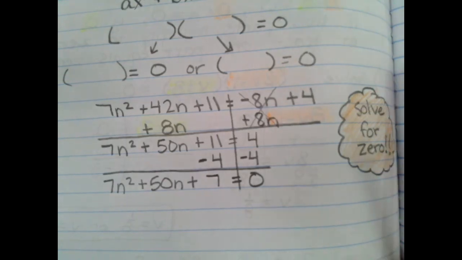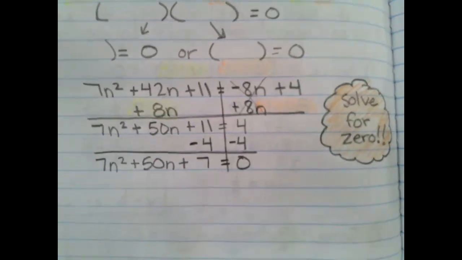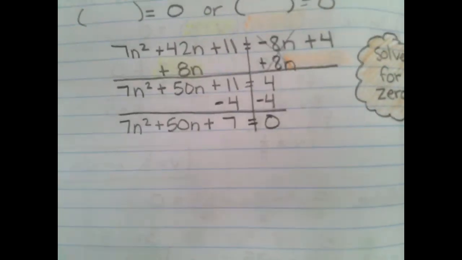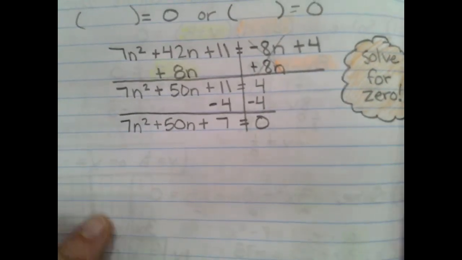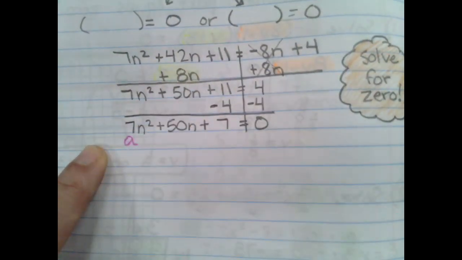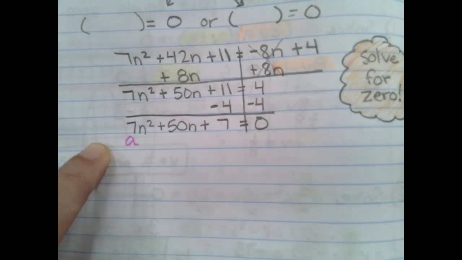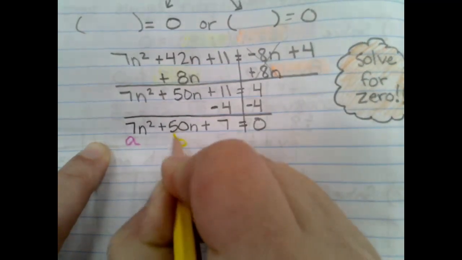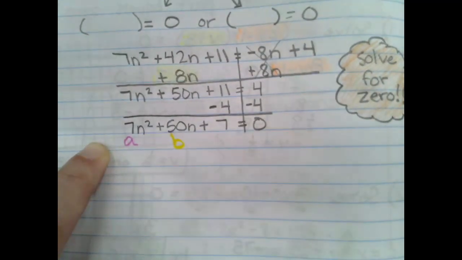All right, so as I factor it, what do I need to identify? What are our key parts? A, B, and C. I'm going to use my colors for that if you'd like to. So I have A is 7. What's my B? 50. And my C? 7.